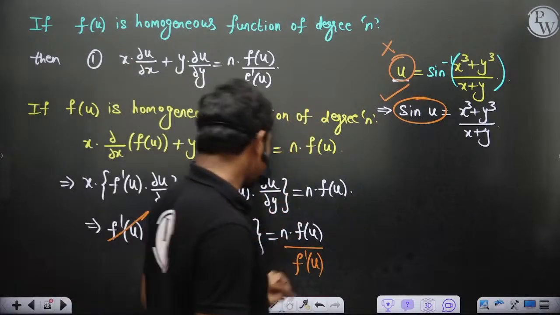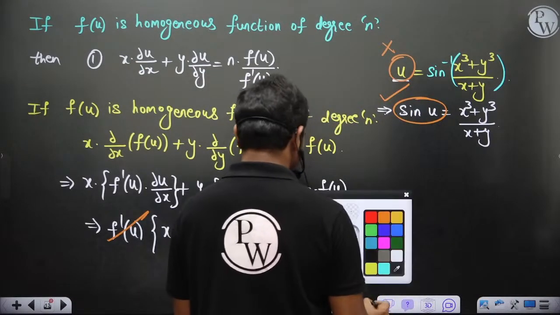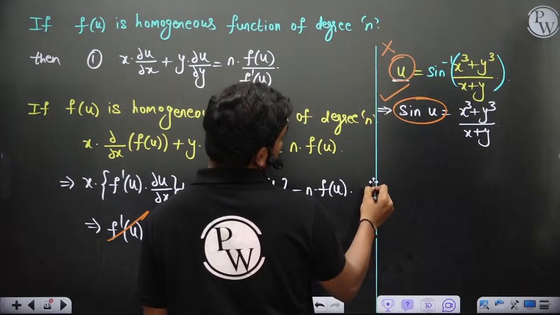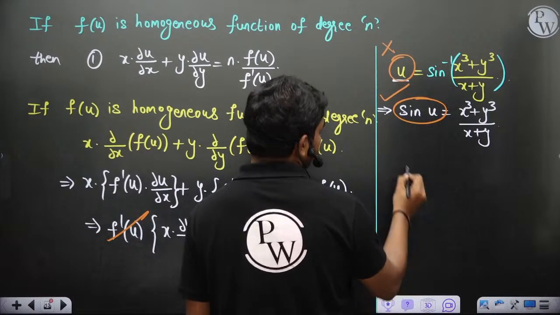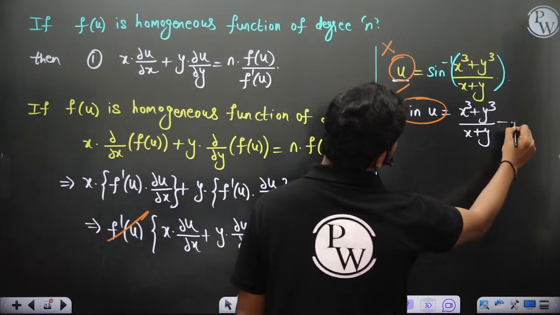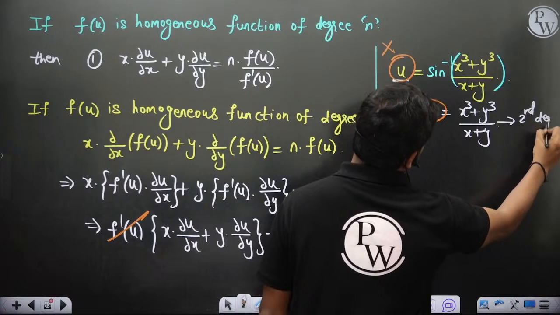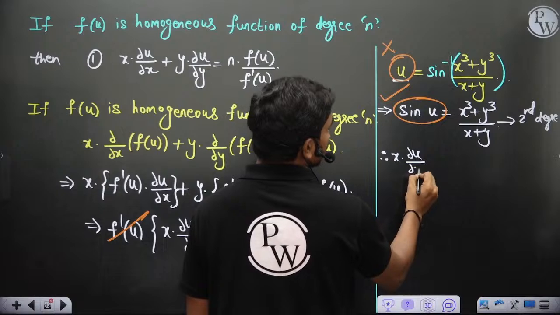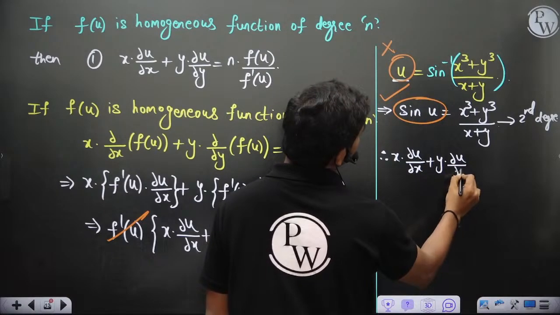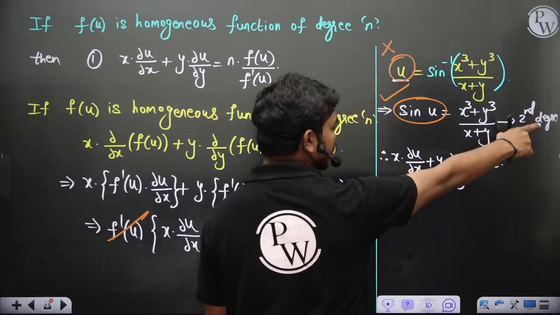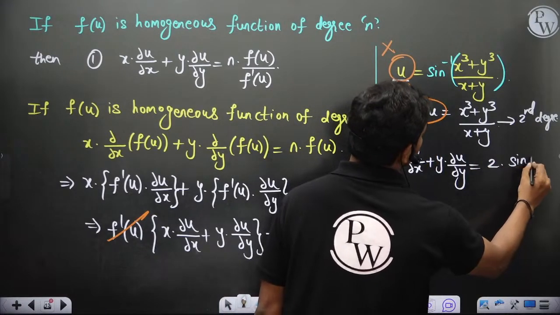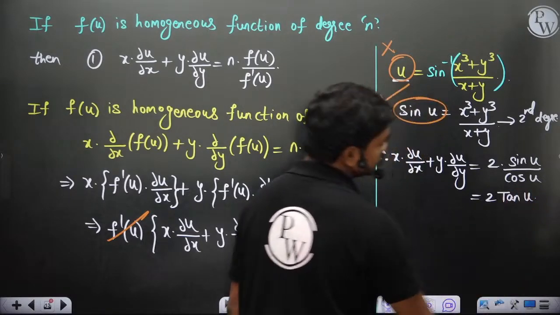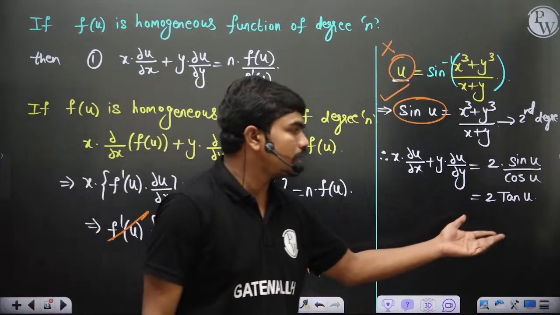Okay, now in such case, if I ask you, let's see. This is a homogeneous function of second degree actually. So if I ask you x into dou u by dou x plus y into dou u by dou y, you could tell easily it's 2 times f of u, because it's second degree, where f of u is sin u over cos u. So the derivative of sin u is cos u, and that's it. So it is 2 times tan u actually here. So that's a function. Now you can ask me what is tan u.